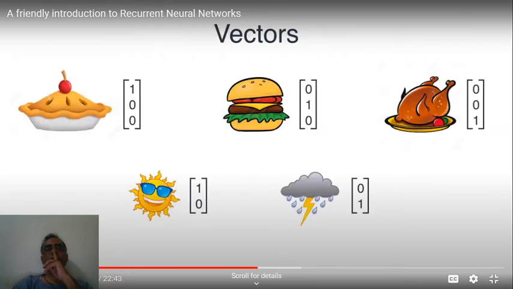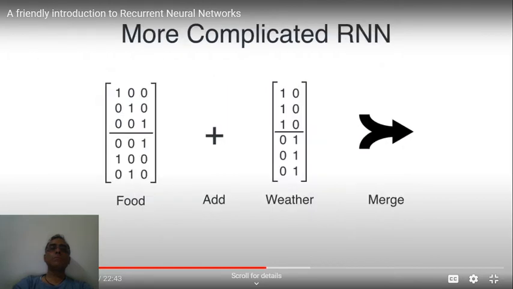So again, let's look at the vectors. So recall that apple pie is vector 1, 0, 0, burger is 0, 1, 0, chicken is 0, 0, 1, and 1, 0 for sunny and 0, 1 for rainy. So I'm going to show you the neural network not as a matrix, because now it's more layers, but as a bunch of matrices and some maps. So here are the two matrices. One is called the food matrix and the other one is the weather matrix. And then we add them and then we merge them in a kind of non-linear operation. I'm going to show you all these steps one by one.